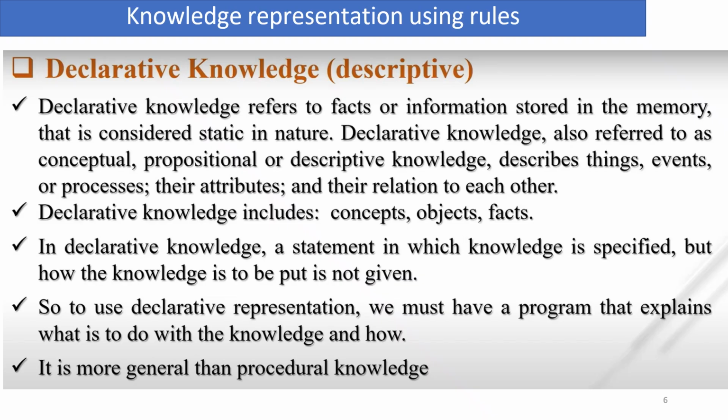Declarative knowledge tells what the knowledge is but not how to process it. Example: capital(India, New Delhi). The fact states that New Delhi is the capital of India. How to find the capital and how to search the database is not stated. So the advantages of declarative knowledge are that it is easily understandable and modifiable.